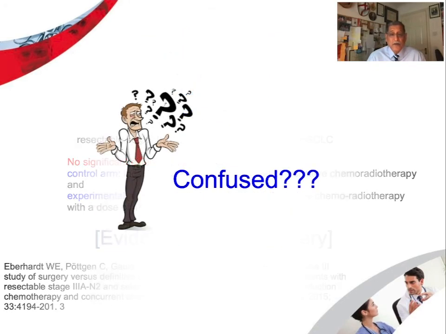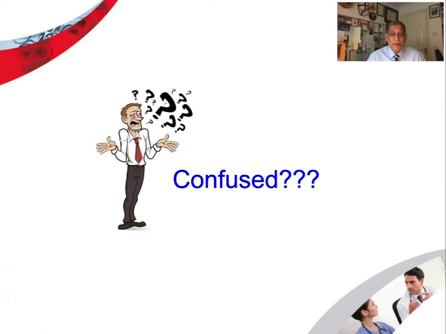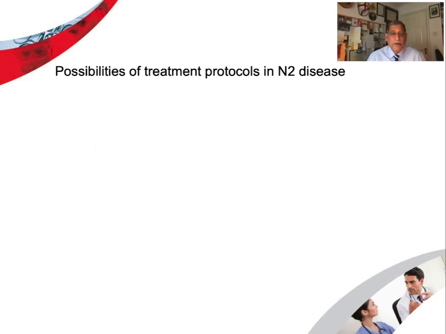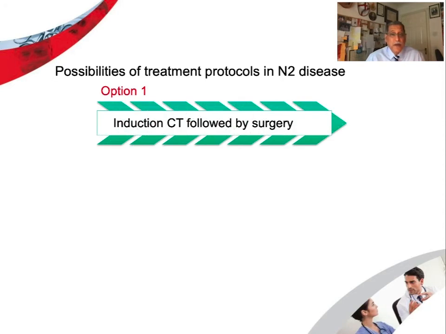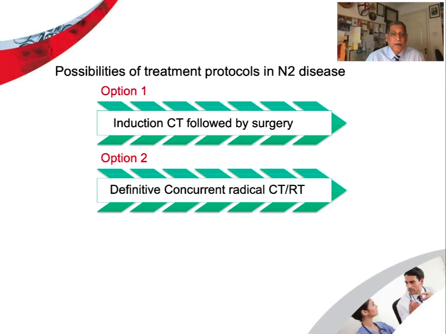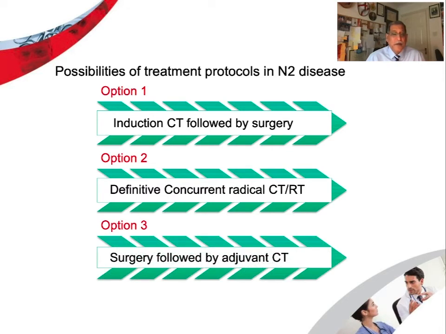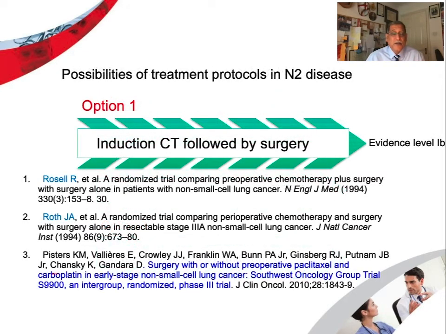So there is sort of conflicting, controversial evidence in the literature. If you are not confused by now, I'll be surprised. The subject is controversial and confusing, no doubt, and it will continue to be like that. Let us home in on the options of treatment for this subgroup of patients with N2 disease. You have one of 3 options. The first option is induction chemotherapy followed by surgery. The second option is to treat definitively by radical chemoradiotherapy, nothing else. The third option is surgery up front followed by adjuvant chemotherapy.